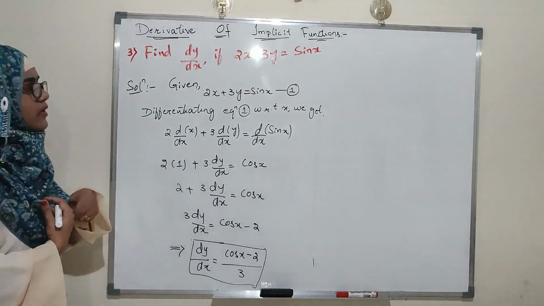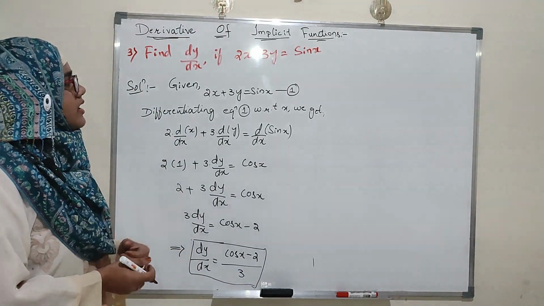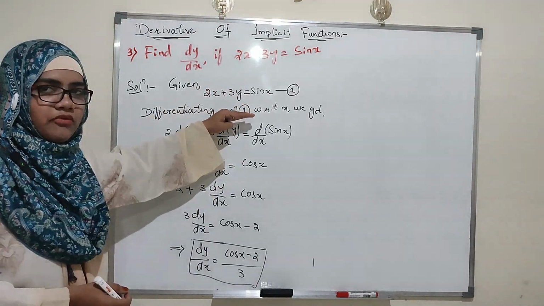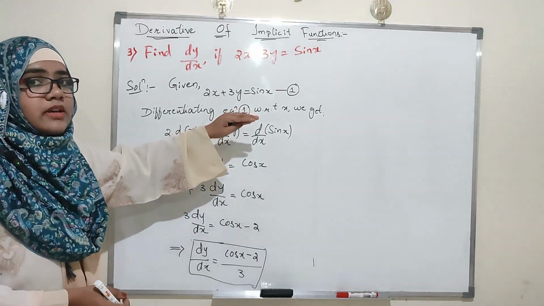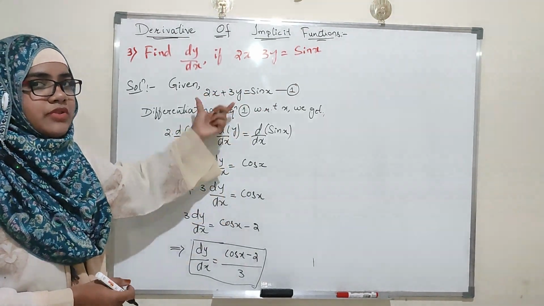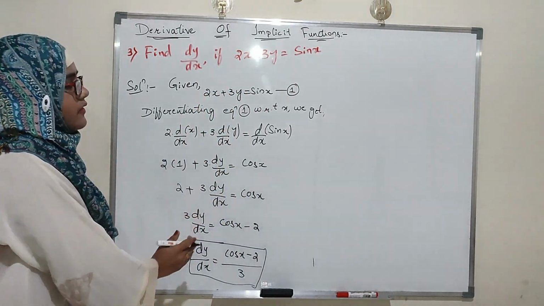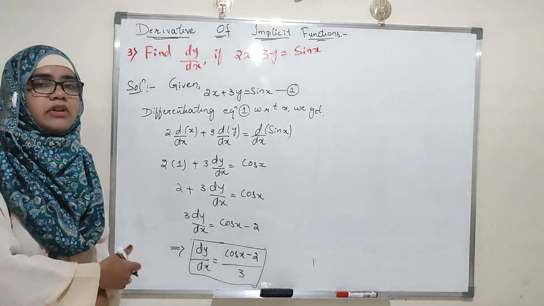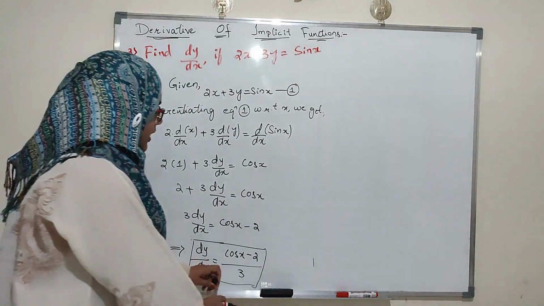Okay. It is also simple. If it is given in this form, then we have to write step by step. We have to differentiate the given function with respect to x. Then we have to separate the term dy by dx. Then finally we will get the dy by dx value. Okay.